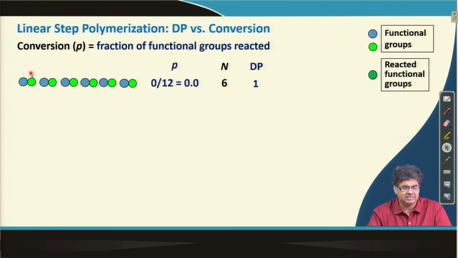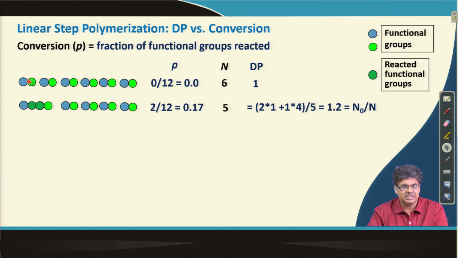So, say I have AB type monomers, 1, 2, 3, 4, 5, 6 monomers, which have 12 functional groups, and at the beginning no reaction has happened. So, the number of functional groups reacted is 0 by the total functional groups, so conversion is 0, the number of molecules present at this moment, n, is 6, and the degree of polymerization in this case is 1, because there is only one structural unit in each molecule.